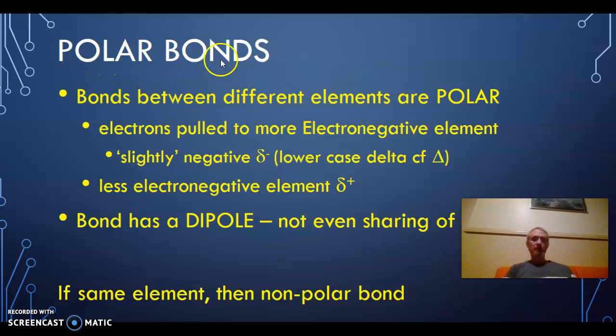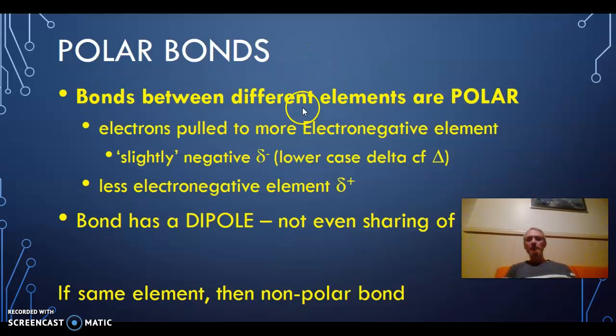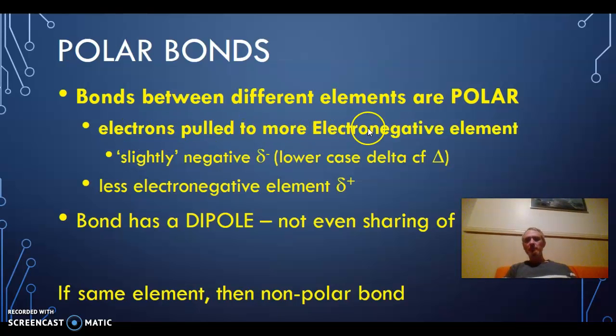Bonds can be polar or non-polar. How? They're going to be polar if they're between different elements. Because if they're different elements, the electrons will be pulled to the one which is more electronegative. It's going to cause that element to be slightly negative, not fully negative like an anion, but slightly negative. It's got a bigger share of the electrons. And we show this using the symbol delta negative.